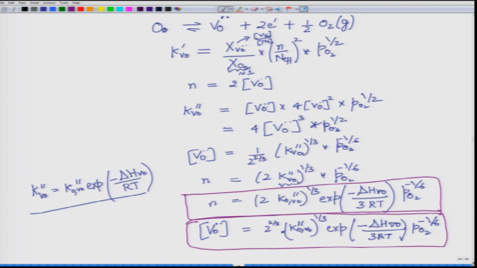So, these are two similar relations, and this is not very clear. So, let me rewrite this part. So, these are two similar relations. The only thing is that n is twice of V naught and everything else in the quantity remains the same. Now, once we have this equation, we can do something more, which is plot it as a function of PO2.